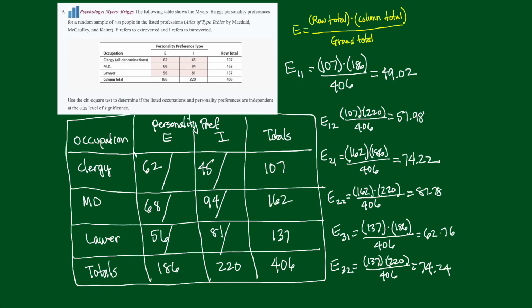Let's put them into our table. Right here, what is this one going to be? This is the expected value in row 1, column 1. The expected frequency in row 1, column 1 was 49.02. Let's put that in. 49.02. And then what goes here? This is row 1, column 2. That's our computation here. Row 1, column 2 is 57.98.